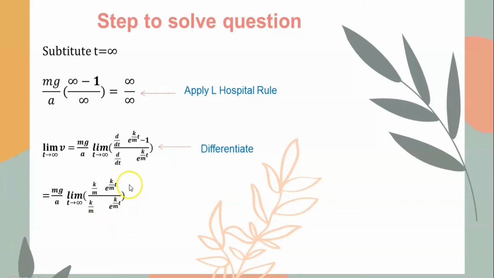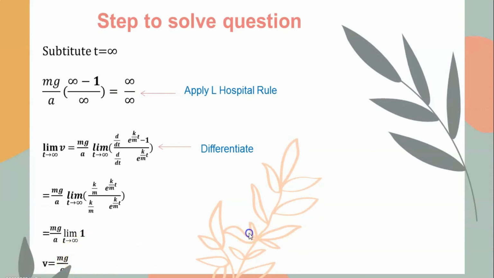From here we can see that the numerator and denominator have the same value, so we can cancel them out and we will get the value 1. As we see in this equation, there is no t, so we don't have to substitute infinity in this equation. So the answer that we will get is v equal to mg over a.